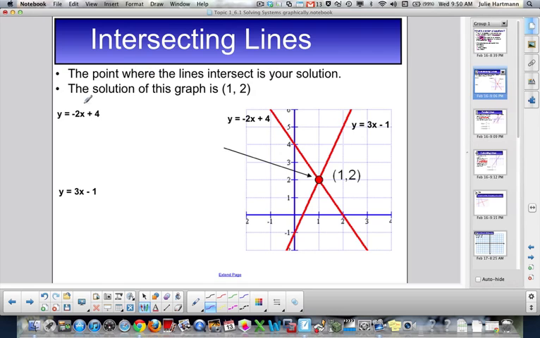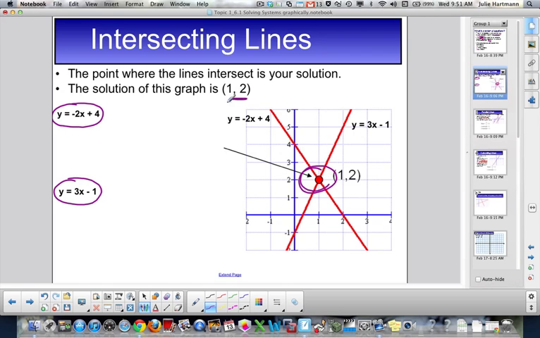If this is your system, y equals negative 2x plus 4, and y equals 3x minus 1, these are the two lines graphed. The solution is the point (1, 2). It is the point where they meet. So that is what you would give for your solution, and it is the point that works in both equations.